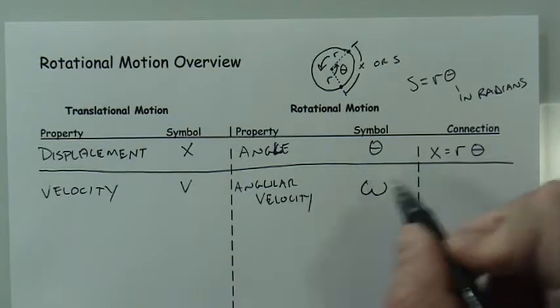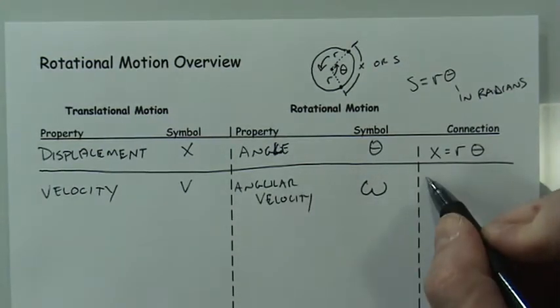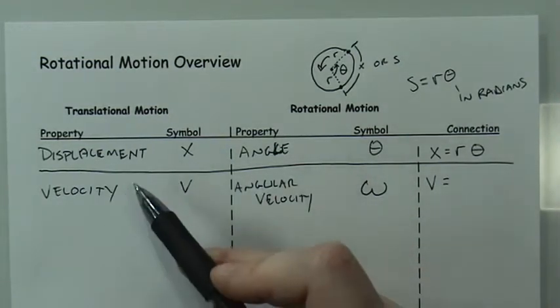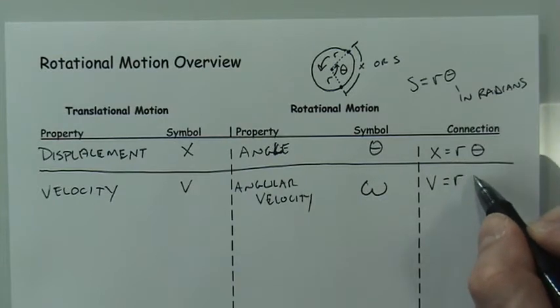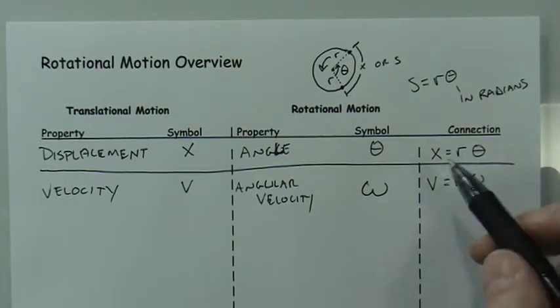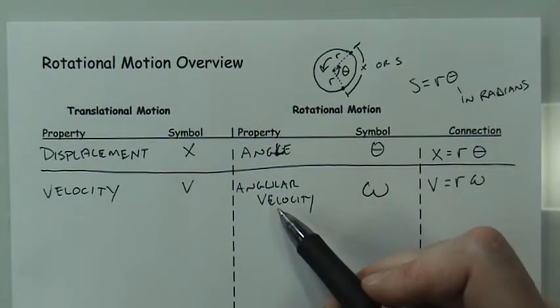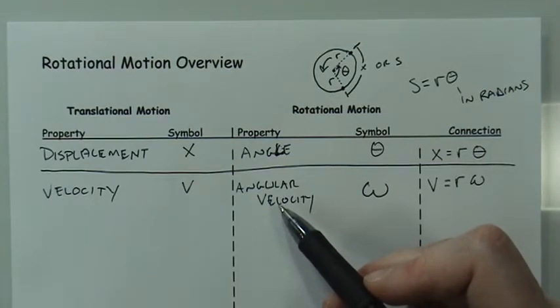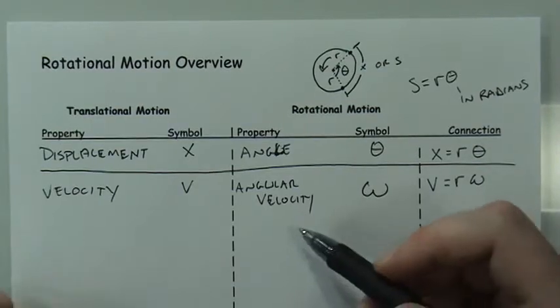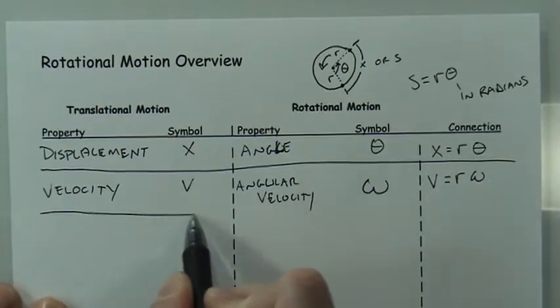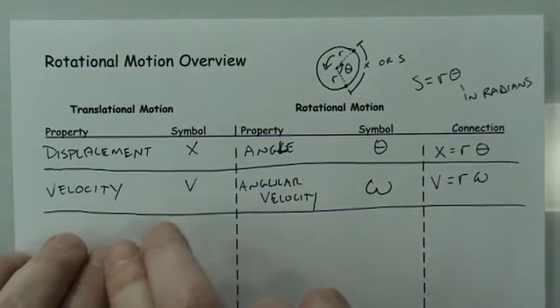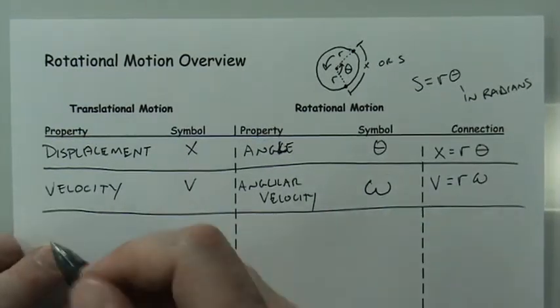And then the relation between those two is that v, the velocity in a translational sense, would be equal to r times the angular velocity. Just so that you know, this is occasionally referred to as the angular frequency because of the units for it, and we'll get into that more as we get a little bit deeper into the topic. But again, velocity has its angular counterpart called angular velocity.